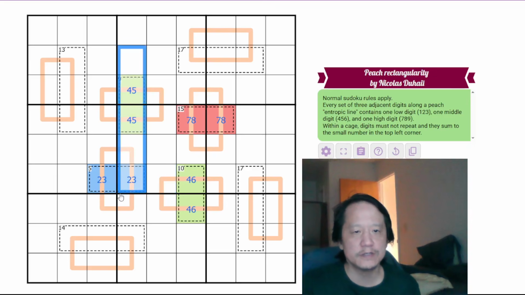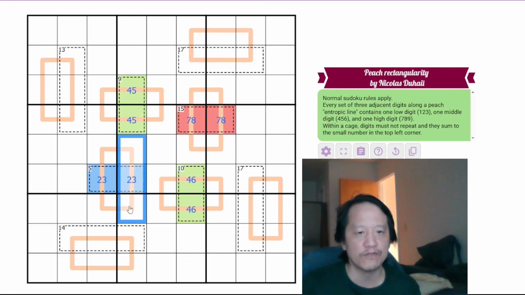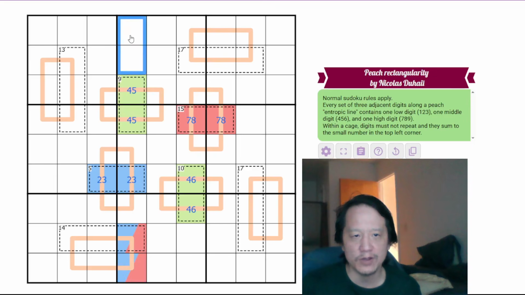Which means, in column 4, we have these 3 are the same, must be different sets. So we're guaranteed one of these is going to be a 6. That means we have 2 middle digits in column 4, and a third one accounted for by these 3 digits in column 4, which means the remaining digits in that column cannot be medium. Therefore, they must be low or high.